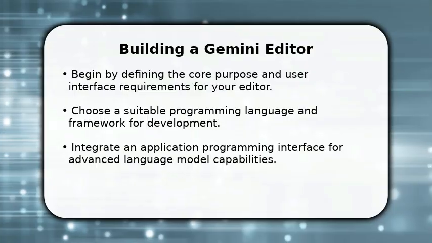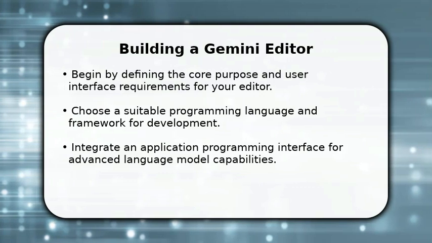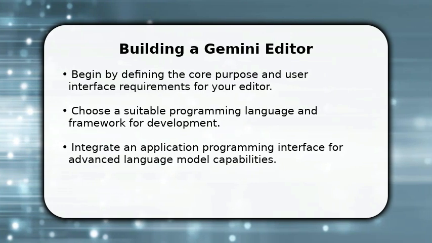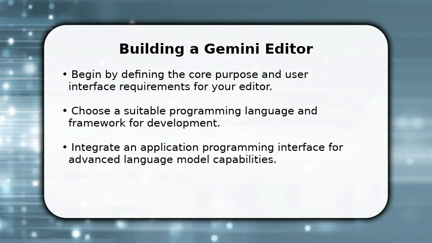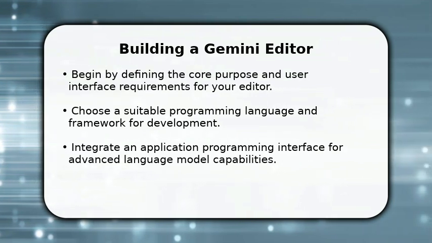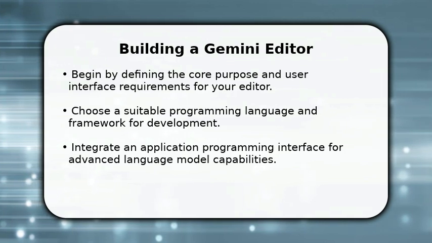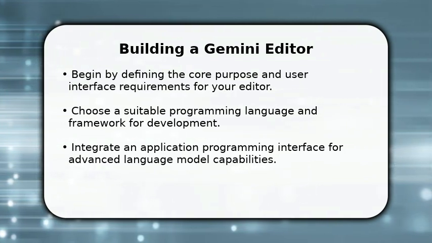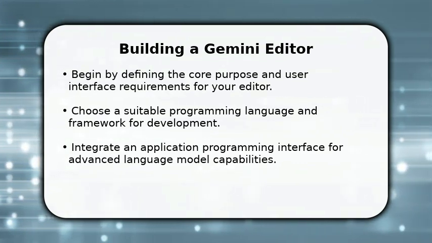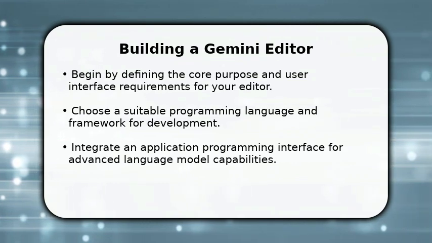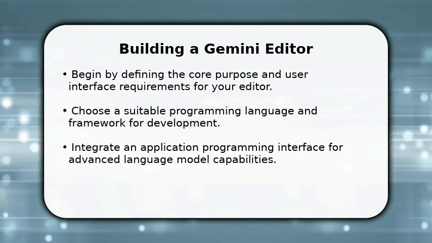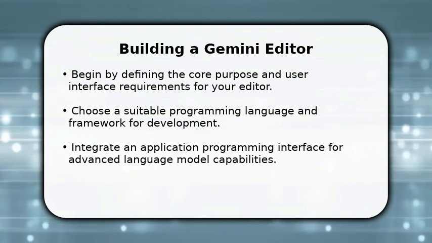Enjoy the video. In this video, I will explain how to make a Gemini editor. To begin, you will want to define the core purpose and user interface requirements for your editor. Next, choose a suitable programming language and framework, such as Python with Flask or JavaScript with React, to lay your foundation. Then, integrate an application programming interface, or API, for advanced language model capabilities, allowing your editor to understand and generate text. Finally, set up a robust text input area and display for all generated content.